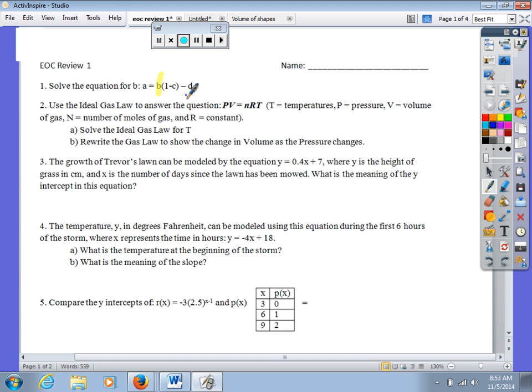So if I add D, I'm going to have A plus D equals B times 1 minus C. It would not benefit us to distribute, because if we were distributing, then we're going backwards because we just want B by itself. So if you leave it alone, you can divide this whole term by 1 minus C. And that is what B equals, A plus D over 1 minus C.